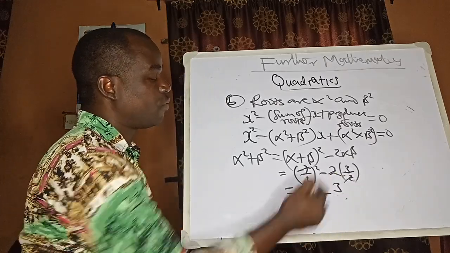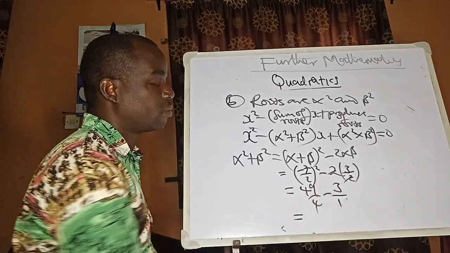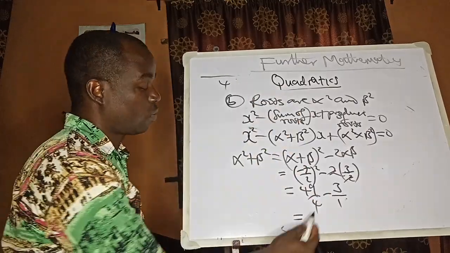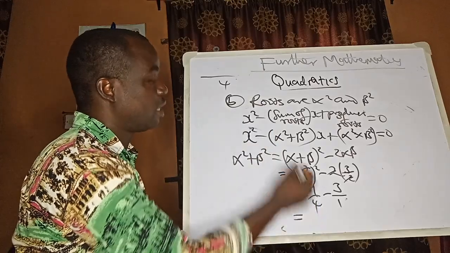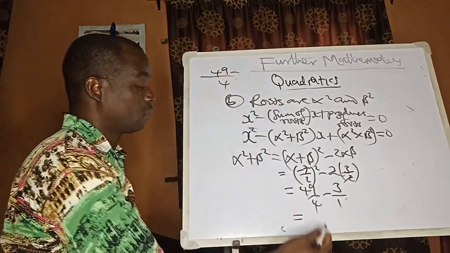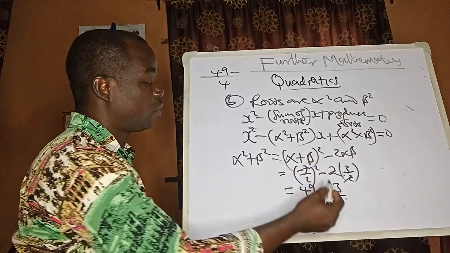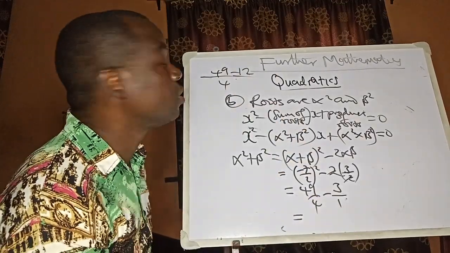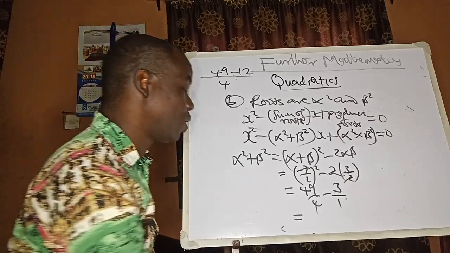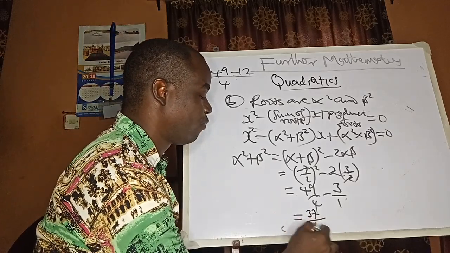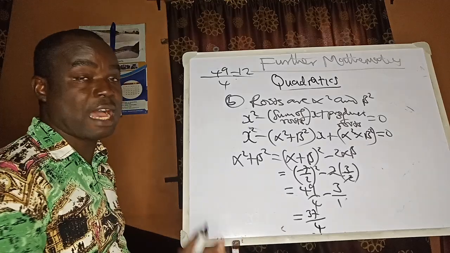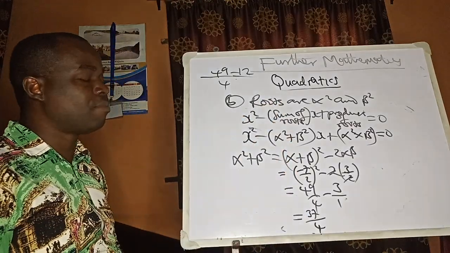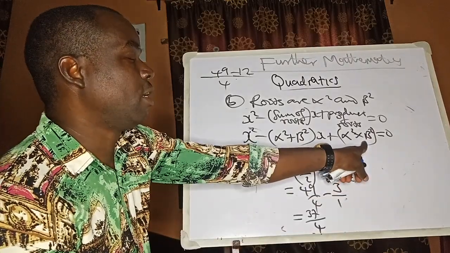So let's use LCM and finish this one. So LCM of this is 3 over 1. LCM of 4 and 1 is 4. 4 in 4 is 1. 1 times 49 is 49. 1 in 4 is 4. 4 times 3, 12. So 49 minus 12 is 37. So we have 37 over 4. So leave this one like this. I have found my answer for alpha squared plus beta squared. Now let me find my answer for this one here.